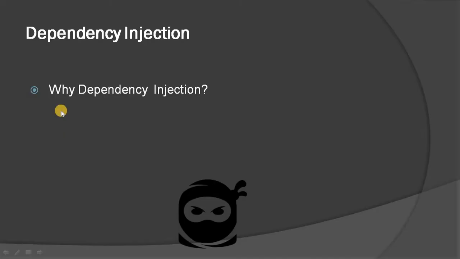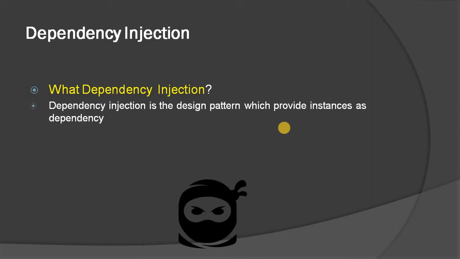Okay, so guys, now you understand why we are using dependency injection. So what is dependency injection? In a lot of technologies it can be defined in its own ways, or we can call it a design pattern. Dependency injection is a design pattern which provides instances of classes as dependencies of that component.